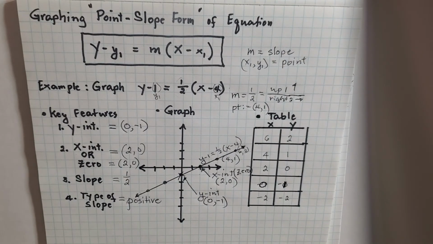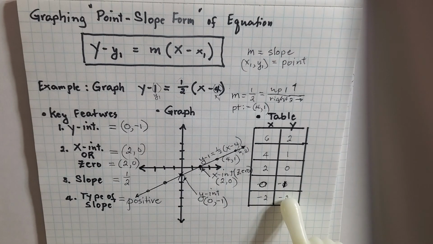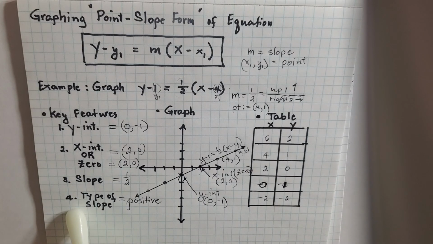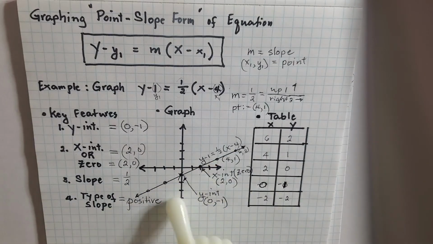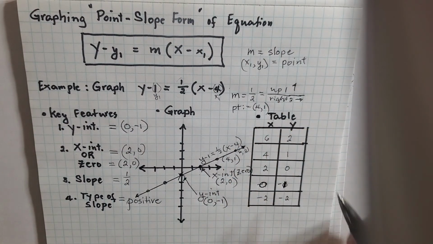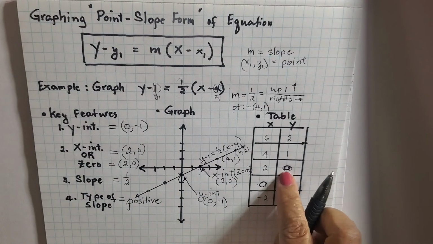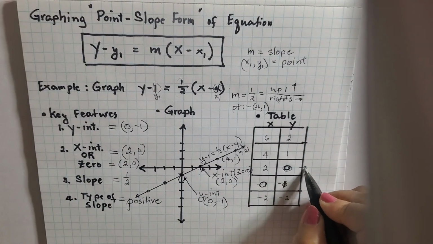I hope I clarified things. So in this video, we handled graphing, we handled the table, and we handled the features of a linear graph. If the table is given, let's go back here. If the table is given, we know that if one coordinate is 0, that is the intercept.